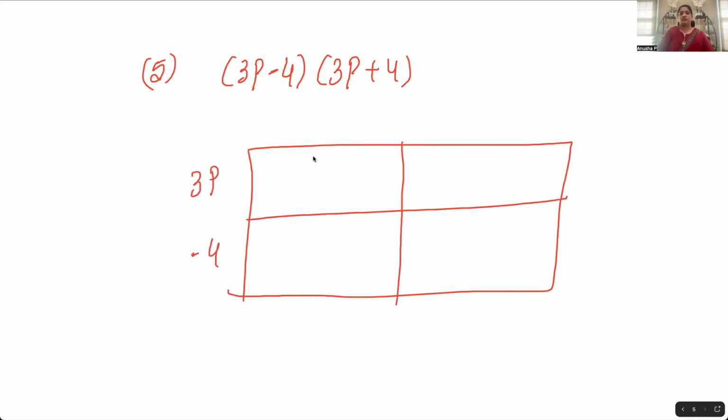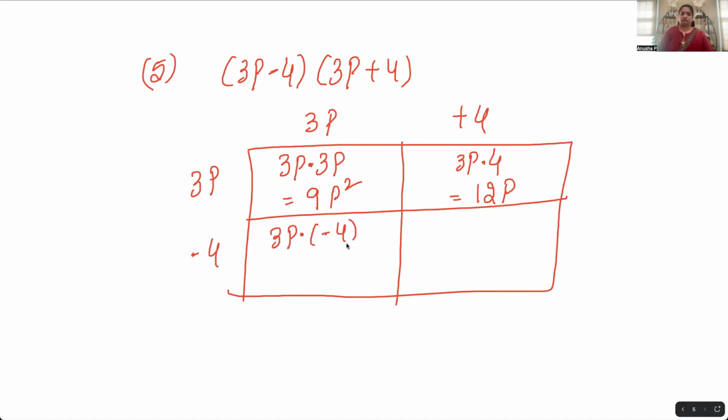3p minus 4 and 3p plus 4. 3p times 3p: 3 times 3 is 9, and p times p is p squared. 3p times 4 is 12p. Negative 4 times 3p is negative 12p. Negative 4 times positive 4 is negative 16.